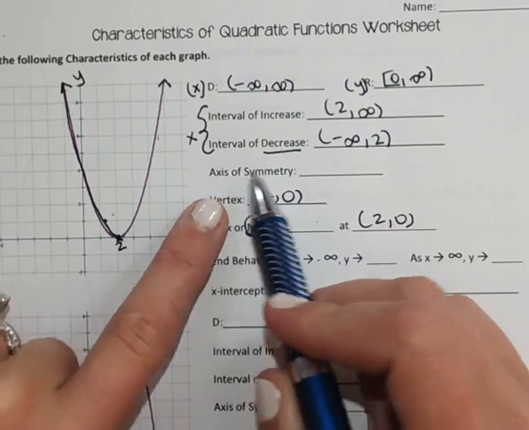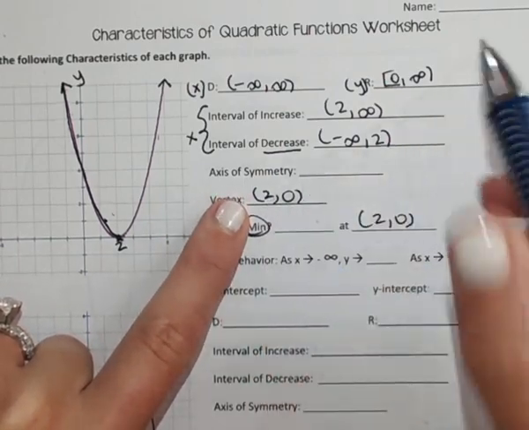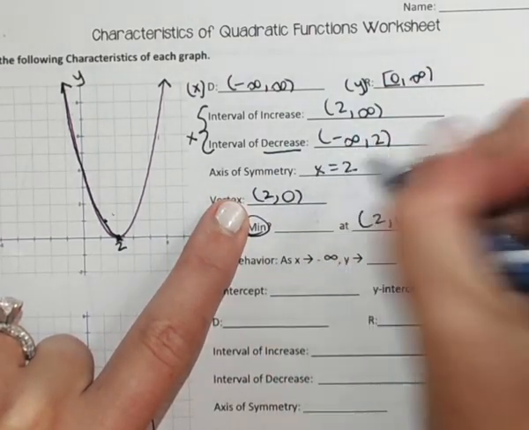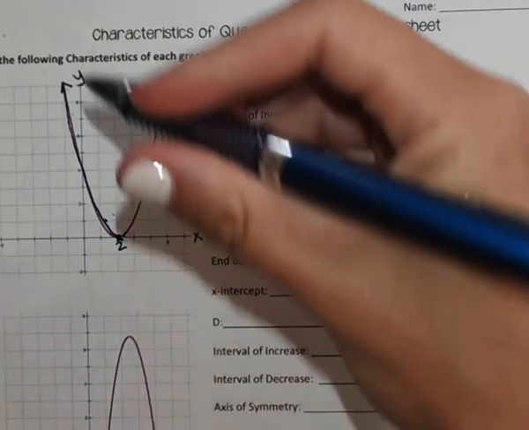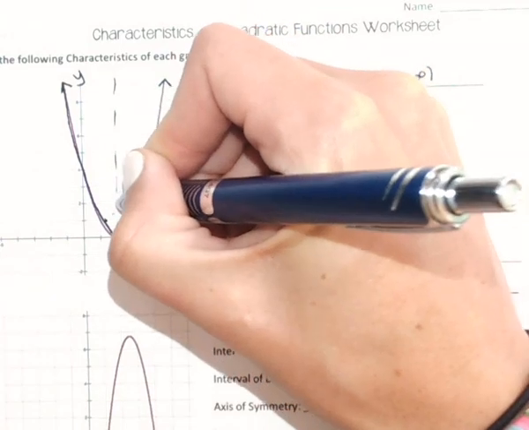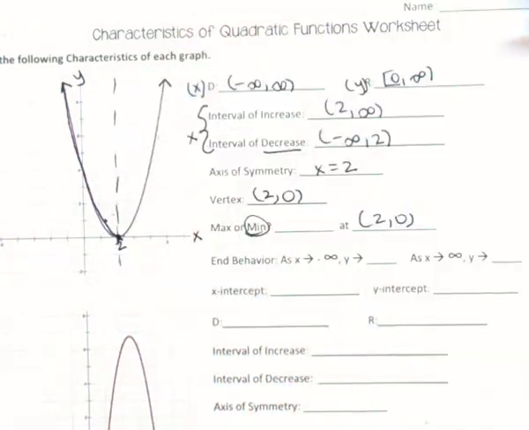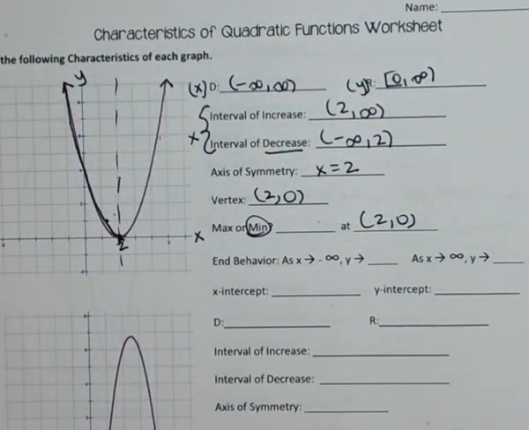Alright, axis of symmetry is always the first value of the vertex. So that will be x equals positive 2, and you always write that as an x equals line. That's where if you graphed it and folded your paper in half, the graph would be perfectly symmetric about itself.